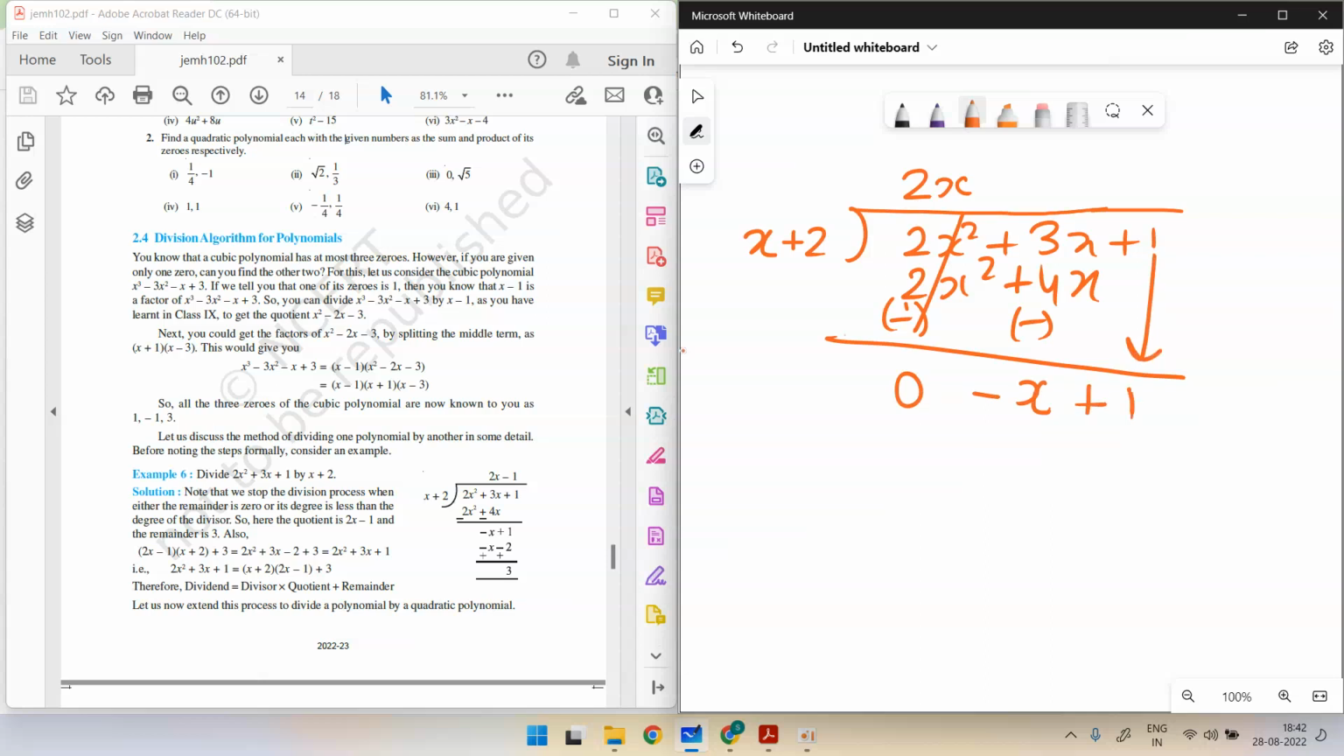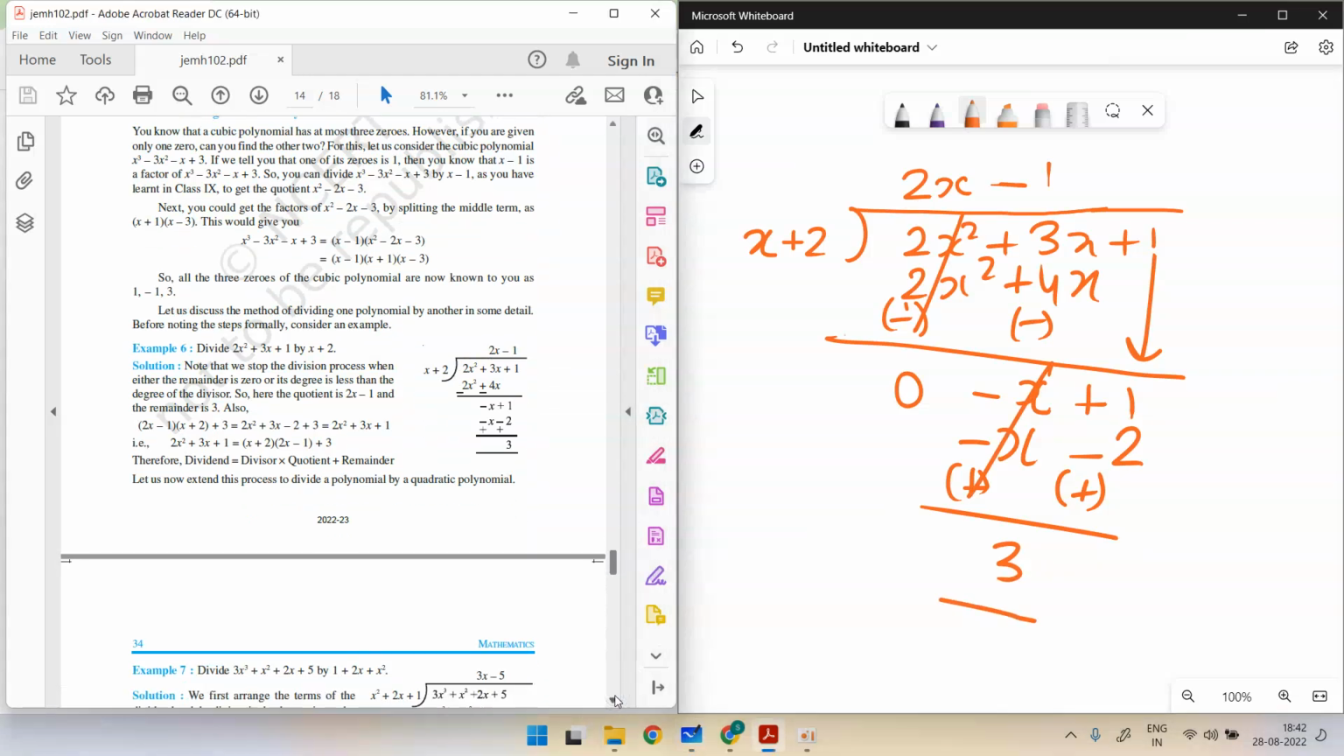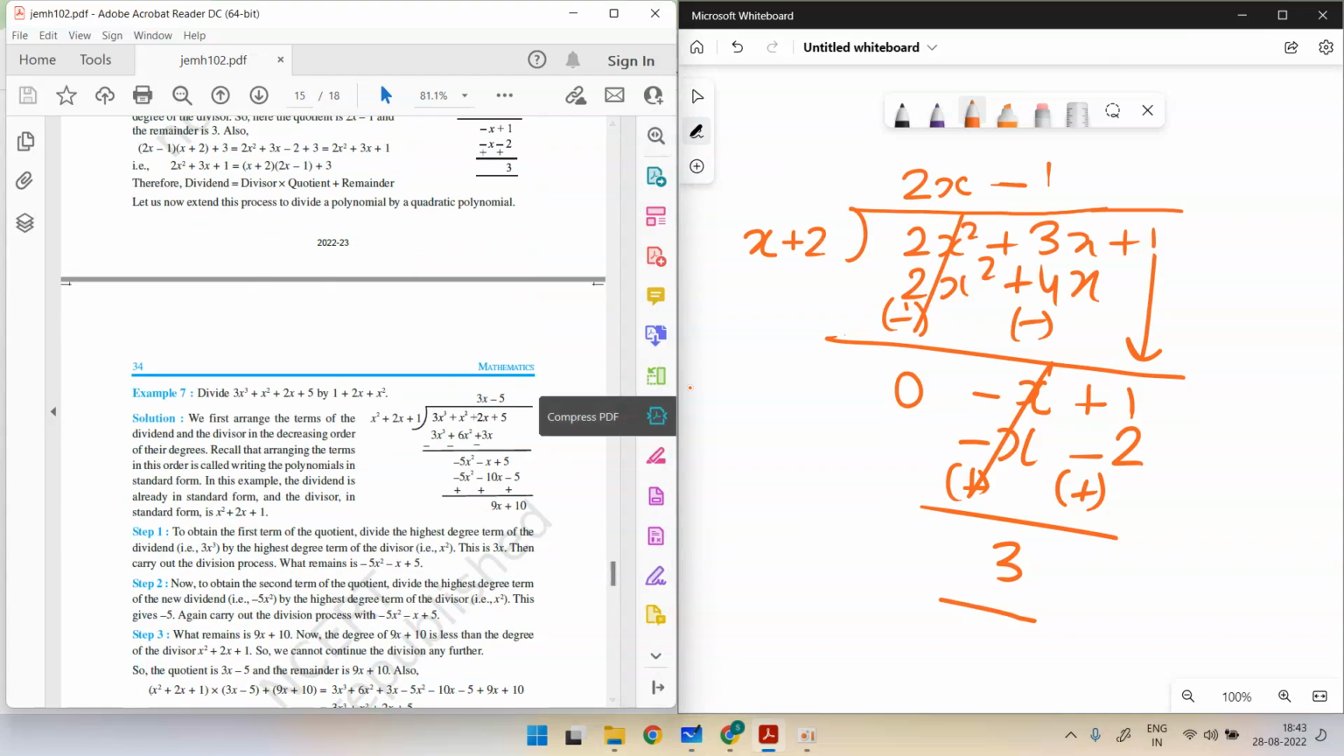Now there is x, there is minus 1x, so this will be minus 1. Multiply this with minus, this will become minus of x, minus of 2. And since we need to subtract this 2, this will become plus and this will also become plus. This will get cancelled, and 1 plus 1 and plus 2 will give plus 3. And same thing has been done here. So this can be written as dividend equals divisor into quotient plus remainder.